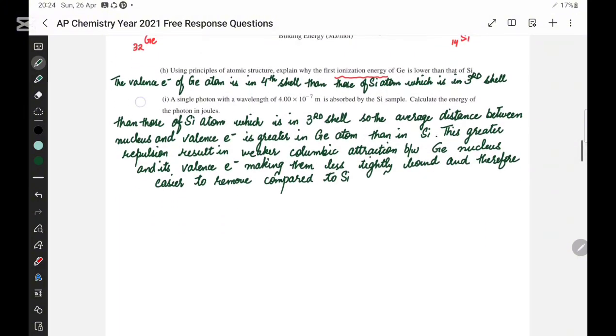There's a next question. A single photon with a wavelength of 4.00, so the wavelength has been given to us, is absorbed by a silicon atom. Calculate the energy of the photon in joules.